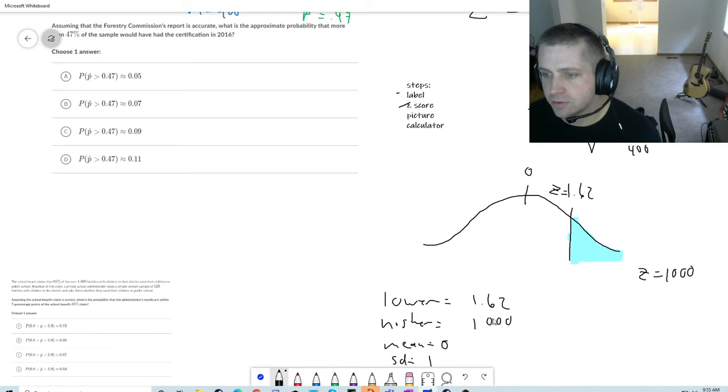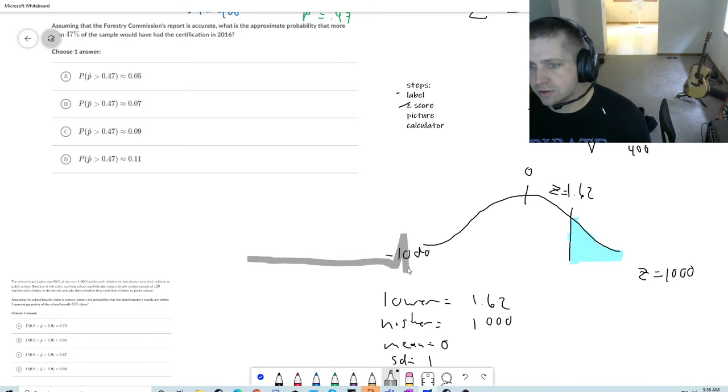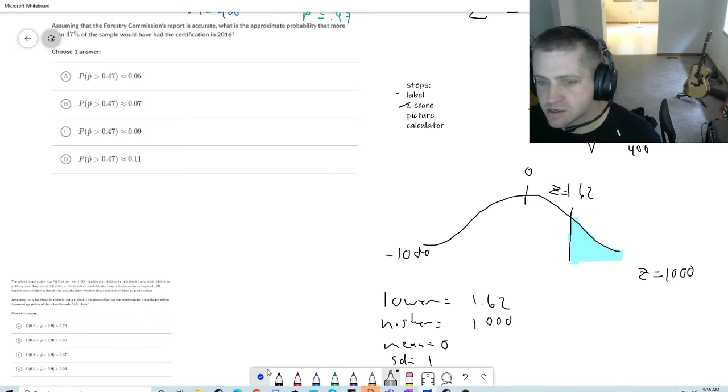Now, this will work. You plug this into a calculator, and this will work as long as it's shaded on the right. If it was shaded on the left, you would want to use like a negative 1,000 as the really far low end. And remember, you're going left to right, so the lower always would start at like the negative 1,000 and then go up to where your z-score was. So it looks a little different. The lower and higher kind of swap if it's on the left side.